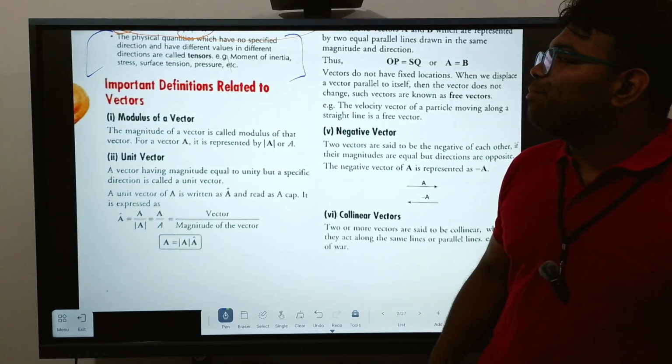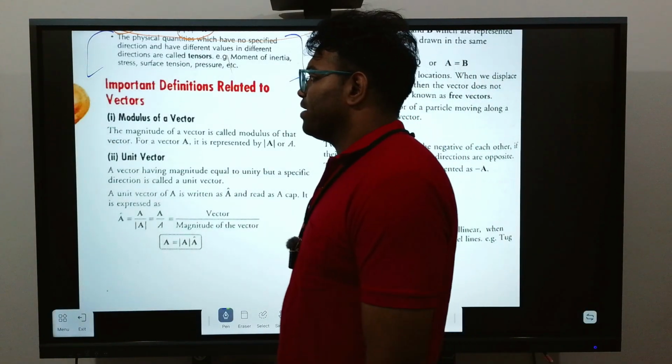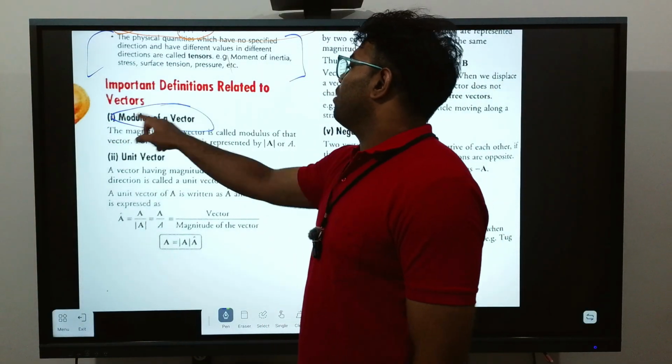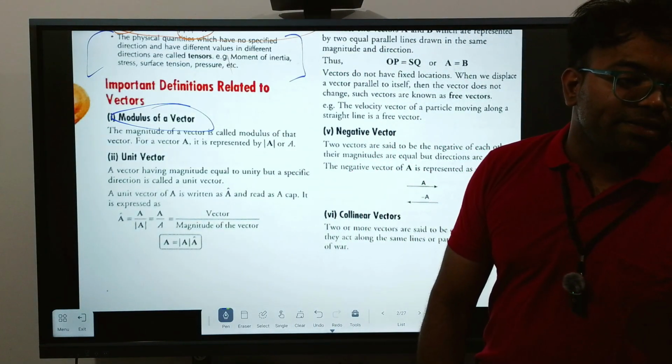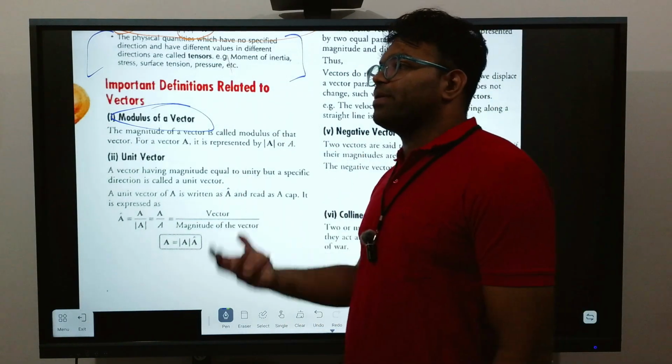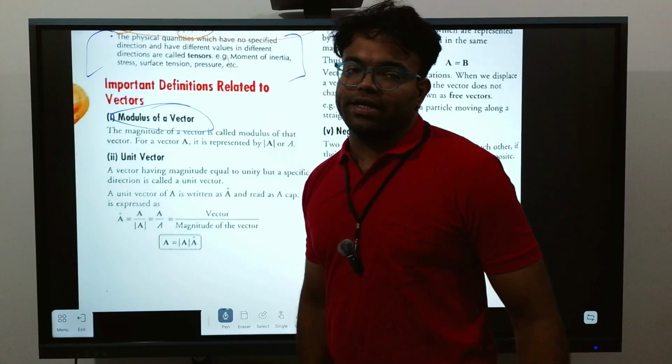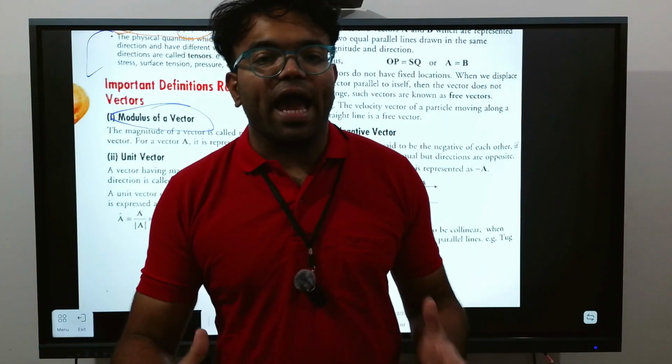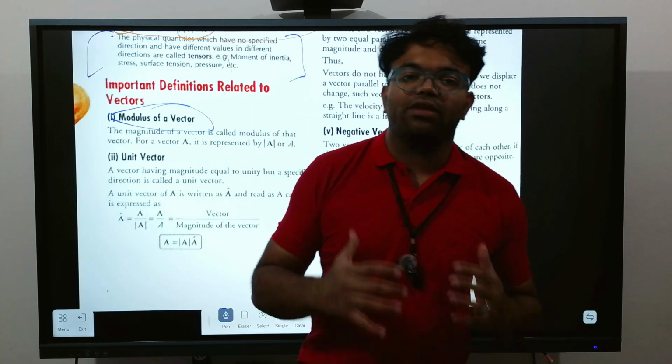Now, important definitions related to vectors. The modulus of a vector. What does the modulus of a vector represent? The modulus of a vector represents the magnitude of a vector. It represents the actual number value of that vector.